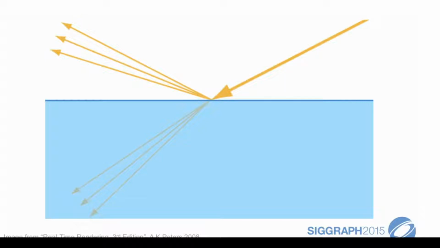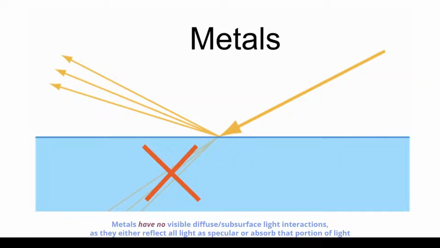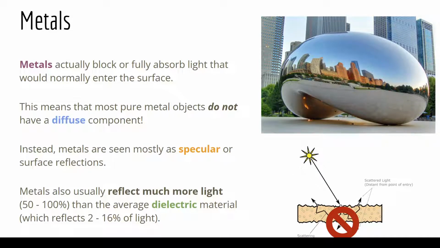Going back to that concept of categorizing light as bouncing off the surface or entering the surface, with metals, light actually does not enter the surface. Or if it does enter the surface, it's fully absorbed and does not actually do interactions underneath and come back out. So metals block or fully absorb the light that would normally enter the surface. What this means is that pure metals do not have a diffuse component. Instead, metals are seen mostly as specular or surface reflection. So when we see a metal object and think of how its form is described, it's almost all reflection and not light that enters the surface and scatters around.